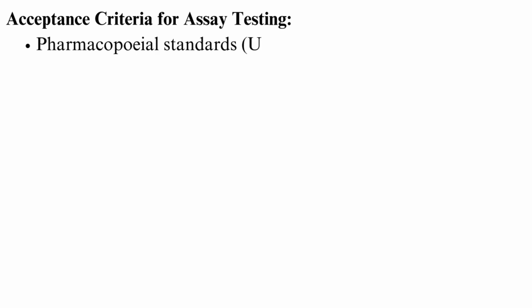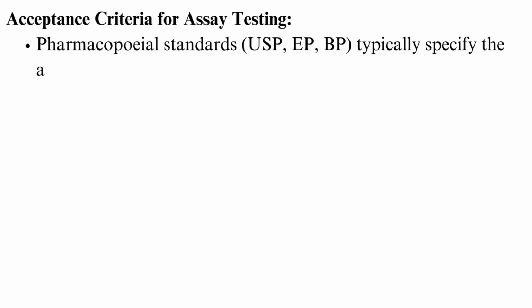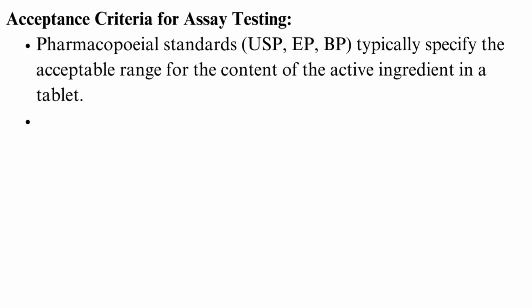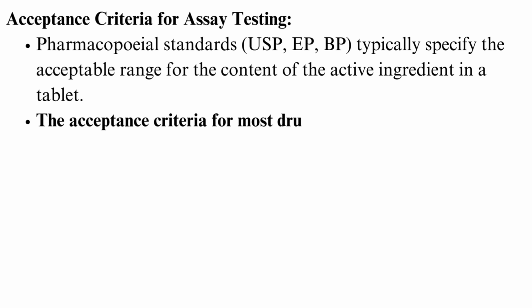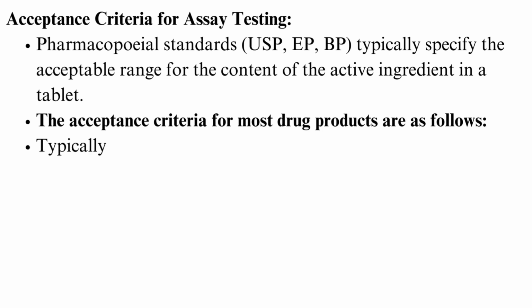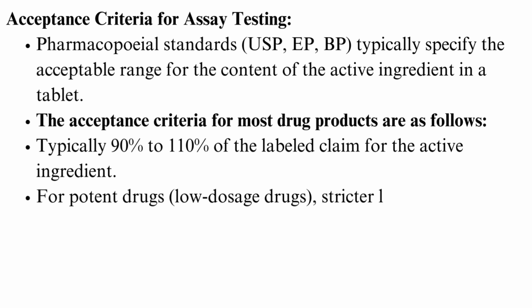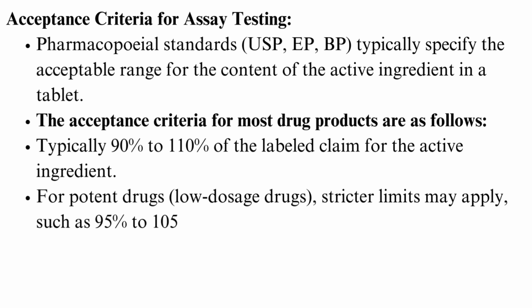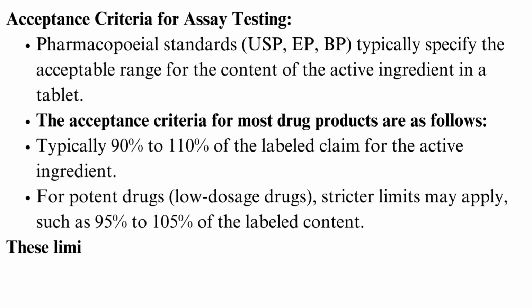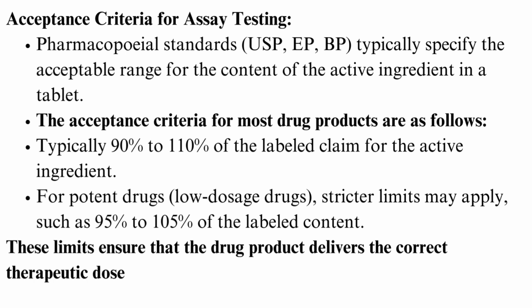Acceptance criteria for assay testing. Pharmacopeial standards typically specify the acceptable range for the content of the active ingredient in a tablet. The acceptance criteria for most drug products are as follows: typically 90% to 110% of the labeled claim for the active ingredient. For potent drugs, low-dosage drugs, stricter limits may apply, such as 95% to 105% of the labeled content. These limits ensure that the drug product delivers the correct therapeutic dose and remains safe and effective.